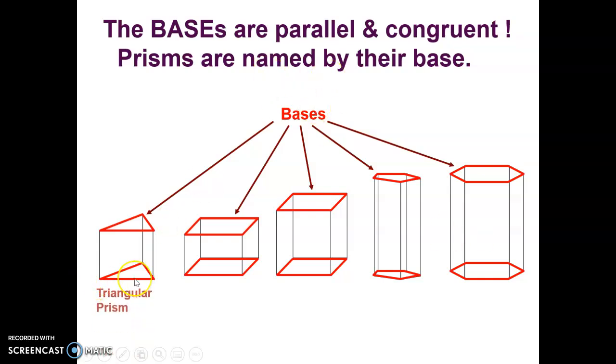For example, this is a triangular prism. This one is a rectangular prism. This base here, well, we're going to say that's a square, even though it kind of looks like a rectangle. Let's say it's a square prism. And this next one, what shape is that? Not six, that was five-sided. Pentagonal prism. And this one is six-sided. What's that? Hexagonal prism. Okay, those are prisms.